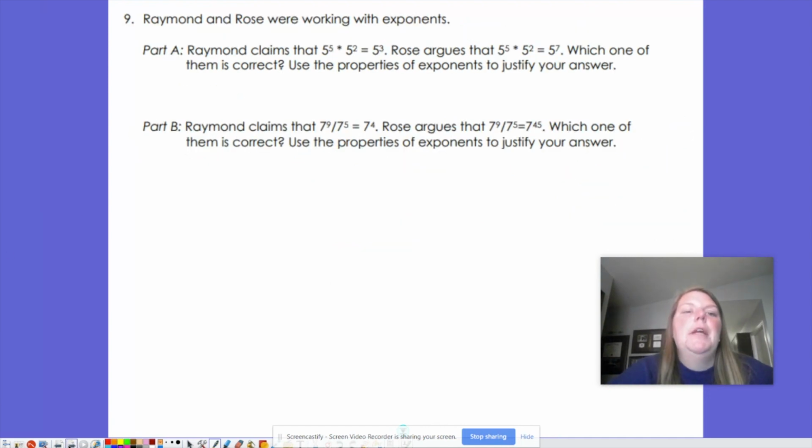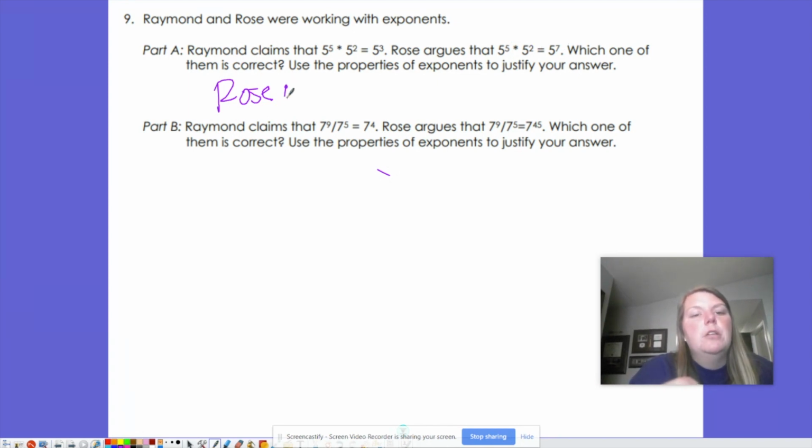Okay, and then the last problem I want to go over is number 9. So number 9 says Raymond and Rose are working with exponents. Raymond claims that 5 to the 5th times 5 squared equals 5 to the 3rd. Rose argues that 5 to the 5th times 5 squared equals 5 to the 7th. Which one of them is correct? Well, remember when we're multiplying, we want to add the exponents. So it looks like Rose did that correctly because she added 5 and 2 to get 7. Raymond did the opposite, which is what we use for division. So Rose is correct because you add exponents when multiplying.